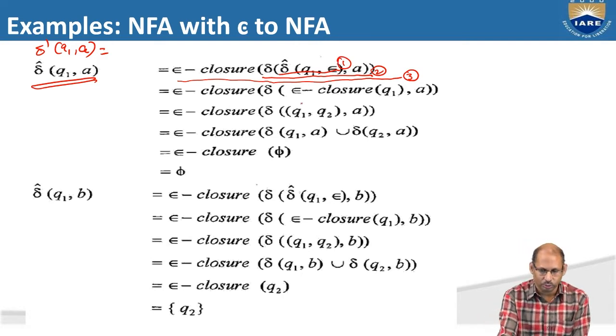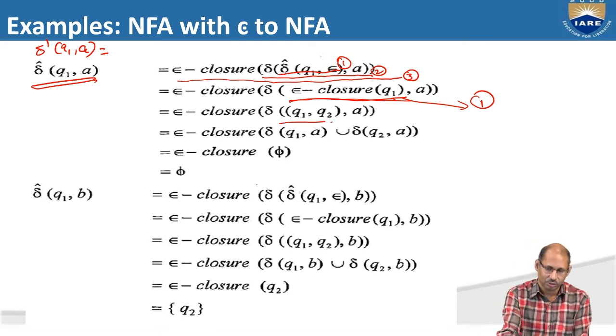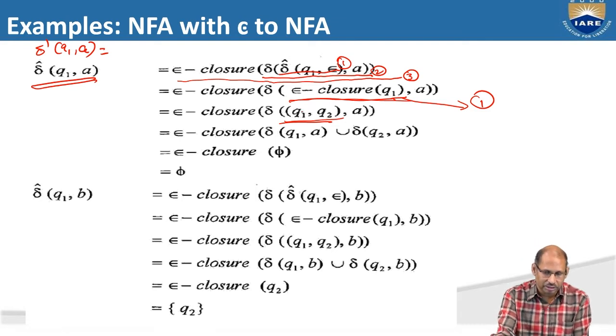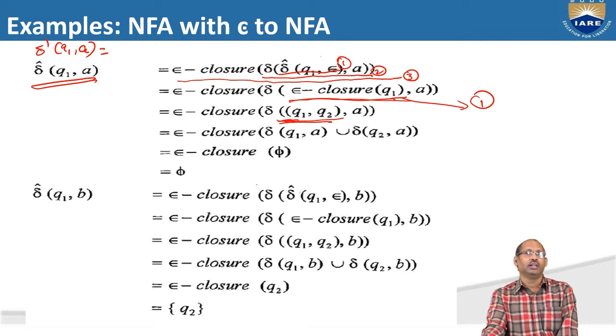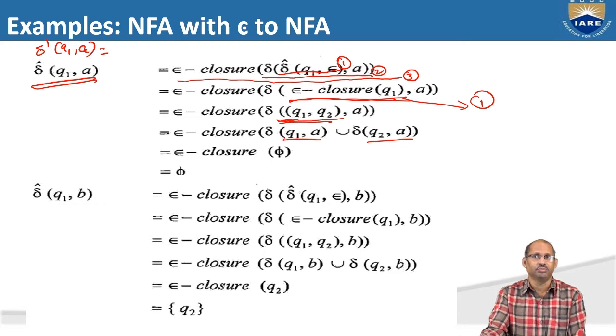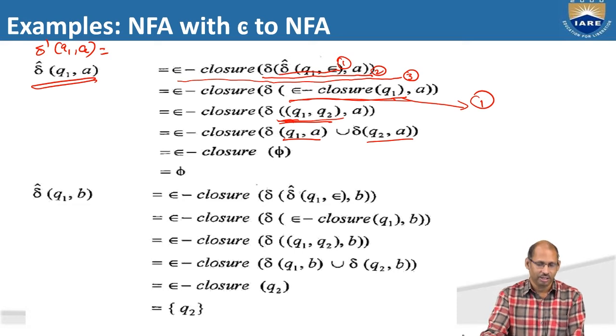Finding the epsilon closure of Q1 is the first step. So, what is the epsilon closure of Q1? The epsilon closure of Q1 is Q1, comma, Q2. Applying on these two on A will result in Q1 on A union with Q2 on A, which results to Q1 on A, Q2 on A, both are phi.